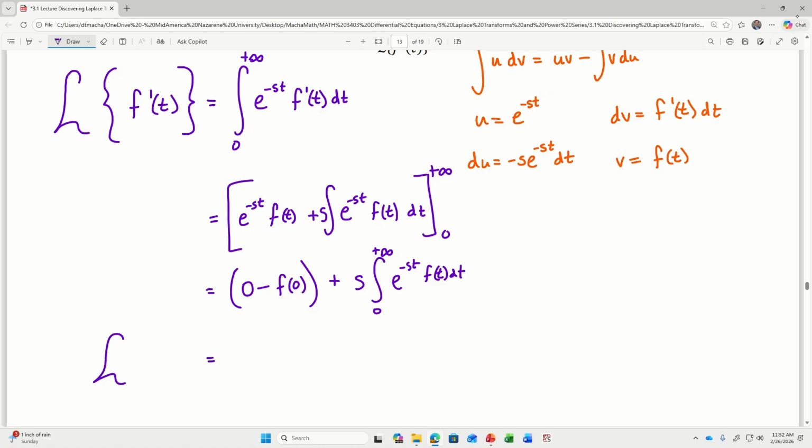So we can write that the Laplace transform of f prime of t is equal to s times capital F of s minus lowercase f of 0.